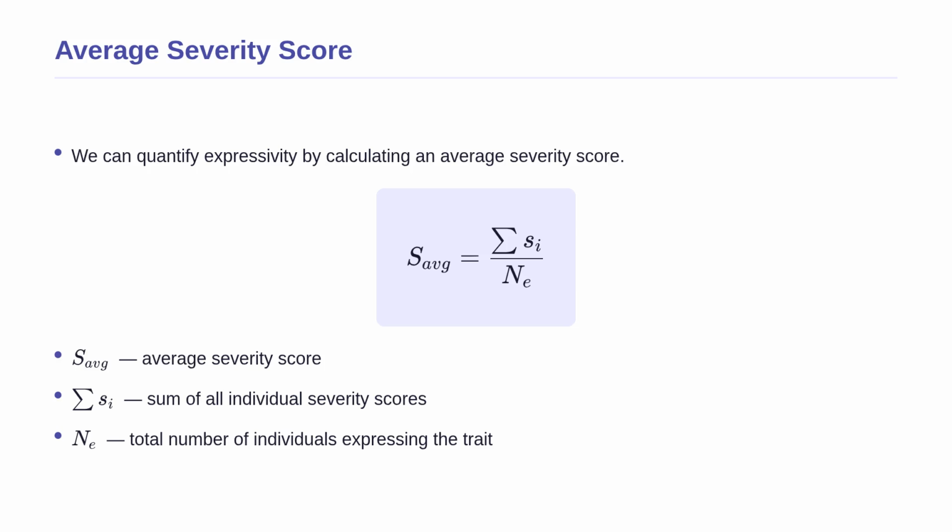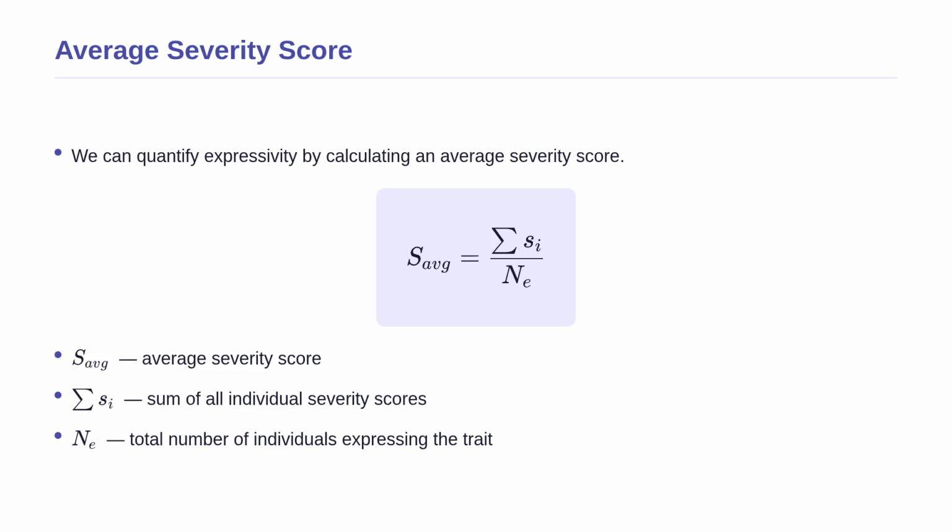To quantify this sliding scale of severity, we use a formula to calculate an average severity score. The symbol S average represents this overall picture of how strongly the gene expresses itself in a population. The numerator is the sum of all individual severity scores, where each person showing the trait is given a score based on how intense their symptoms are.